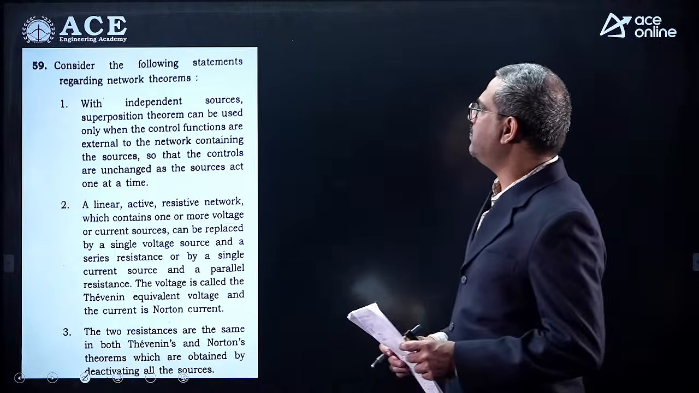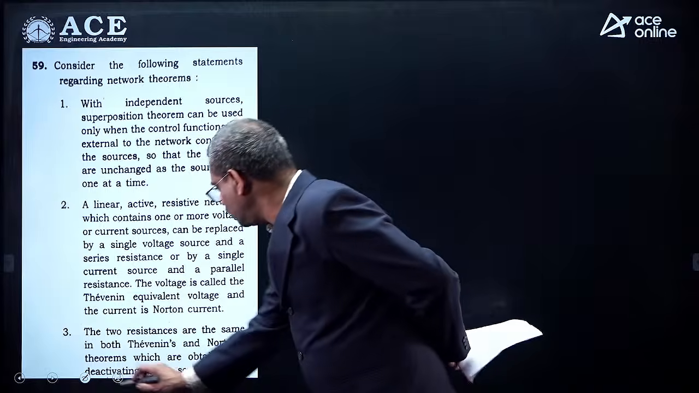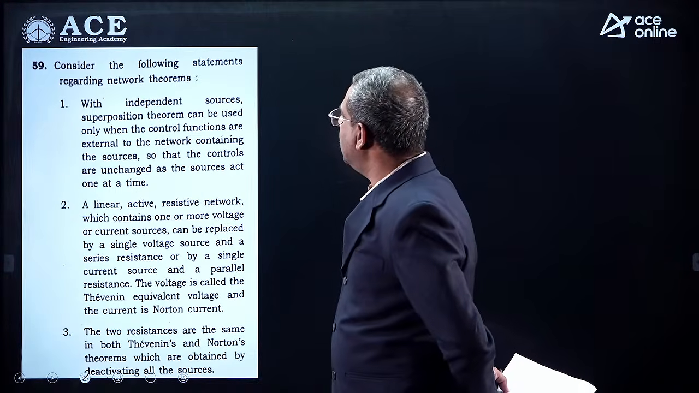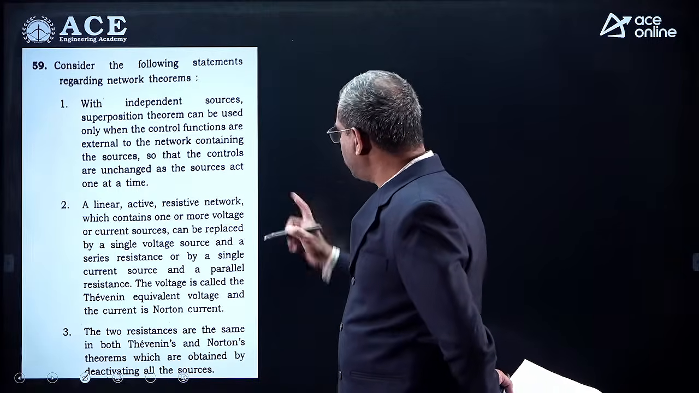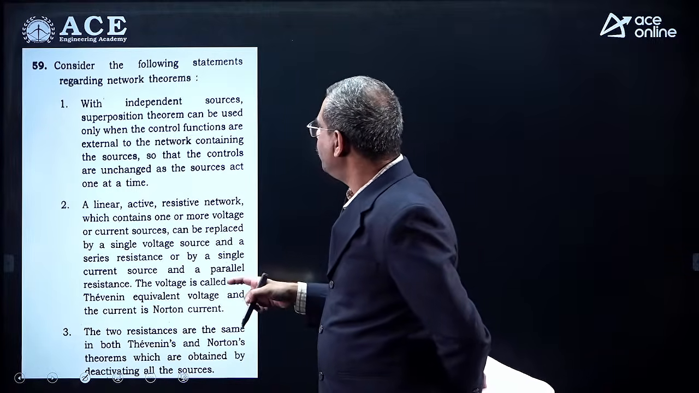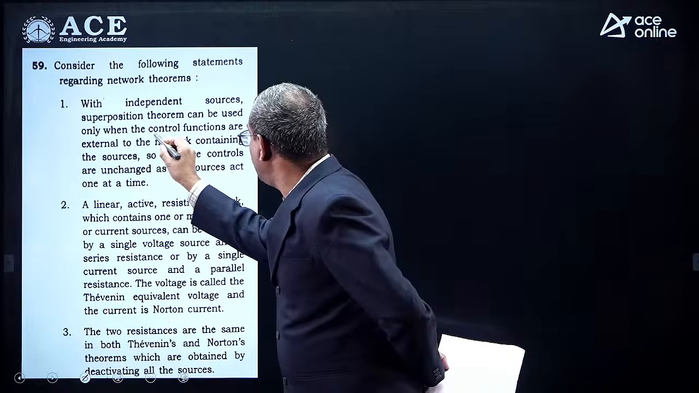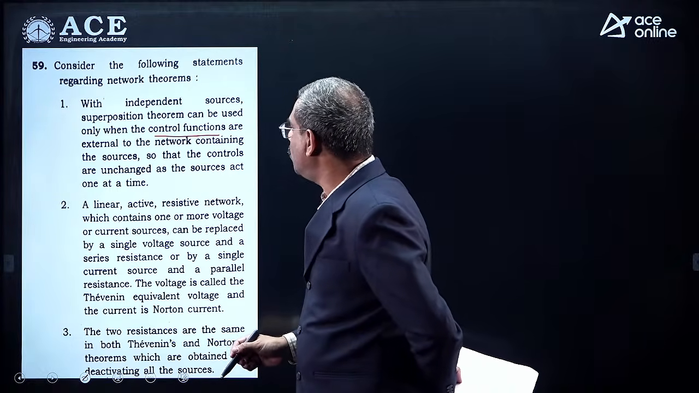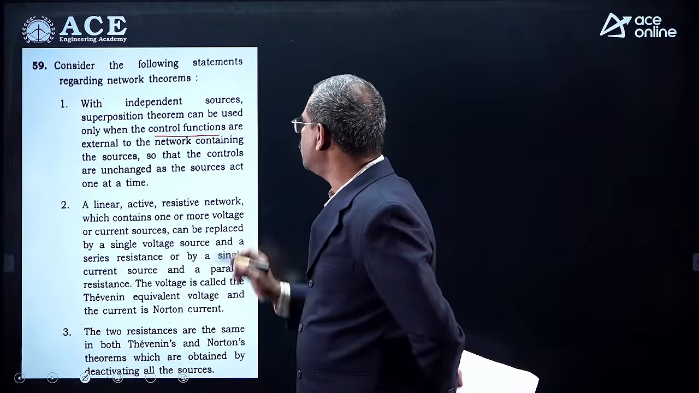Now consider the following statements regarding the network theorems. With independent sources, the superposition theorem can be used only when control functions are external to the network containing the sources, so that the controls are unchanged as the sources act one at a time.